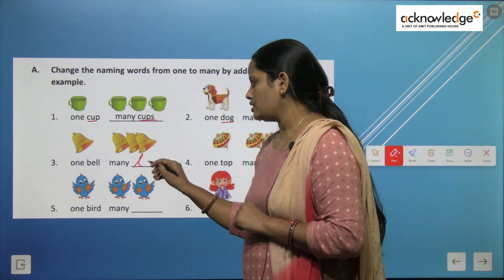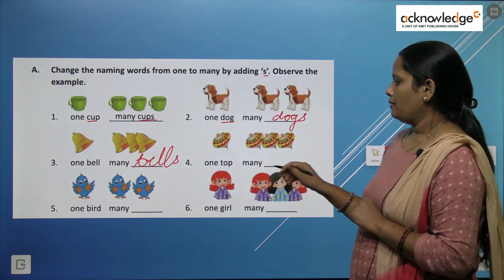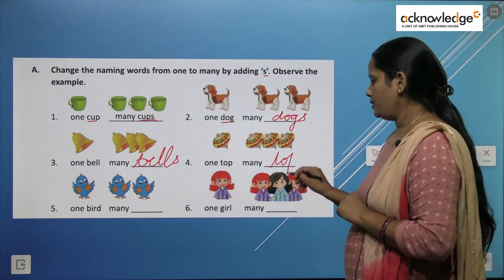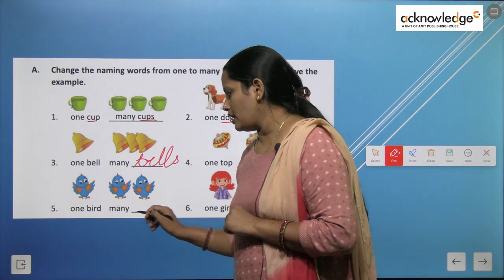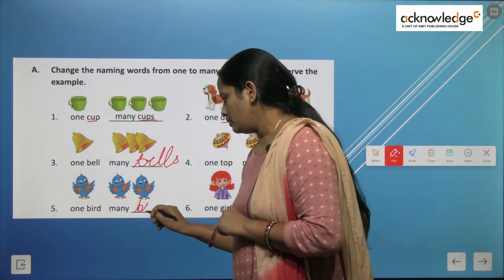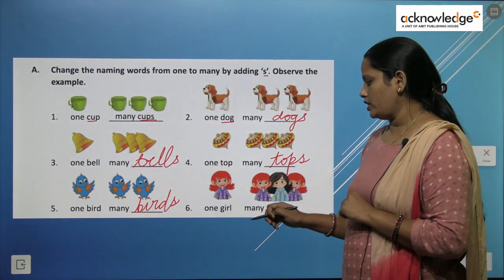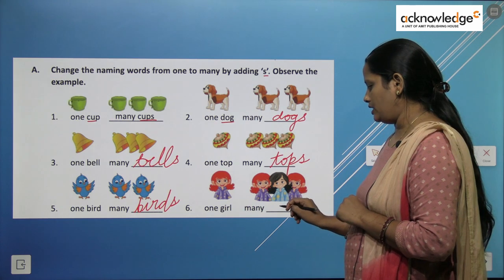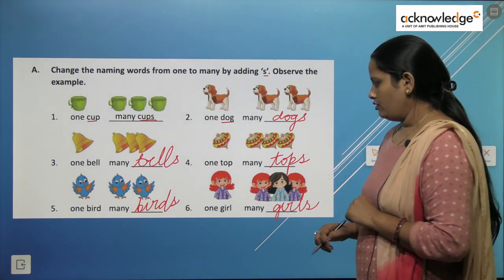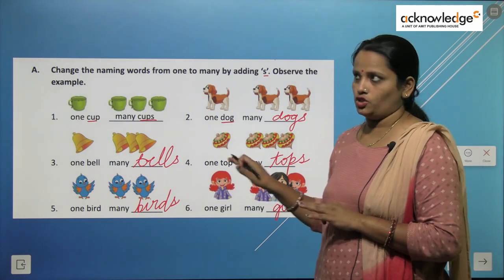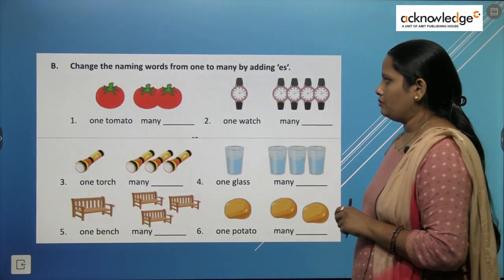Bell becomes bells. Okay. Top becomes tops, many tops. One bird becomes many birds. And the last one is one girl becomes many girls. What we have done, we simply added s to it. Okay, s at the last of the naming word.